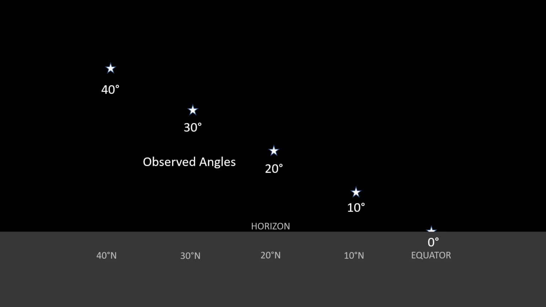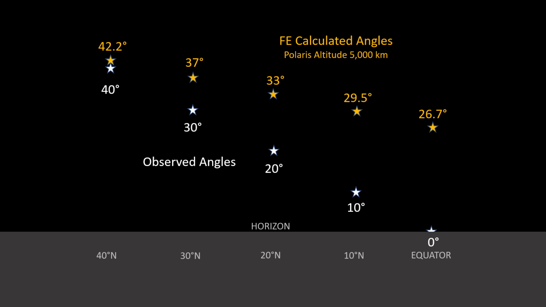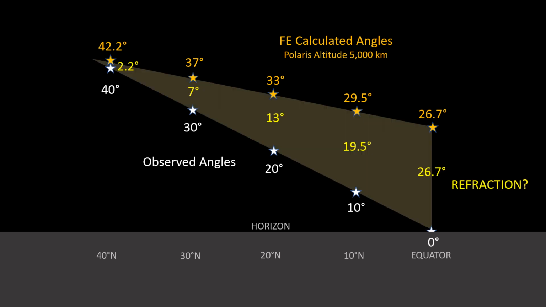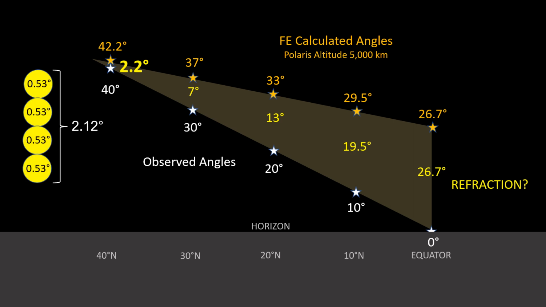So these are the angles where we would expect to see Polaris above the horizon. These are the calculated angles for Polaris on a flat Earth, and the yellow is how much refraction would be required to bring Polaris down to where we would expect to see it. Now at 40 degrees, this is a difference of 2.2 degrees. And for a frame of reference, that would be the equivalent of about 4 suns stacked on top of each other.